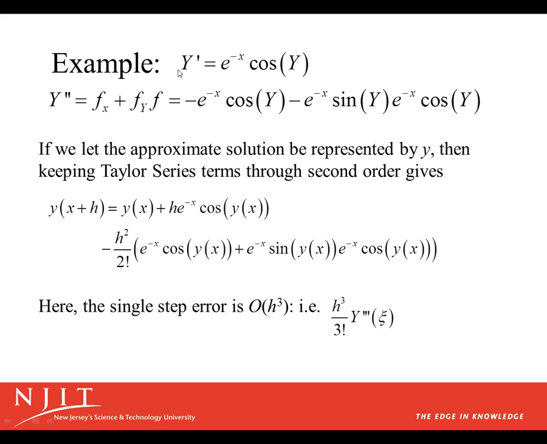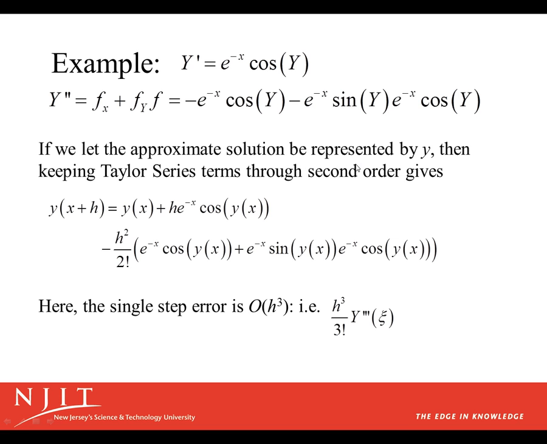Here's an example. Suppose y prime is equal to e to the minus x cosine y. And we don't even bother with the initial condition here. We just want to demonstrate how it gets messy very quickly. So y double prime is equal to f sub x plus f sub y times f, and we plug that in. F sub x is minus e to the minus x cosine y. F sub y is e to the minus x times negative sine y, and f is e to the minus x cosine y. So y double prime is a long expression. Y triple prime is much more complicated.